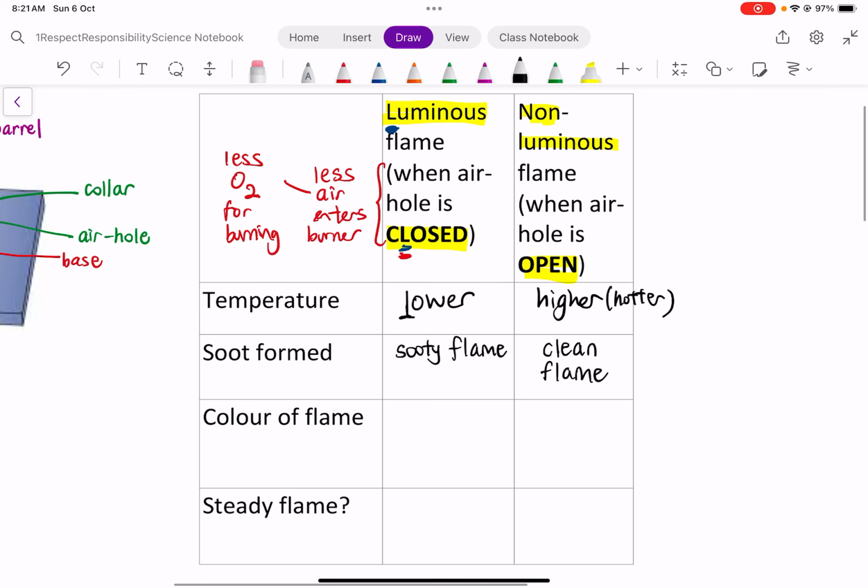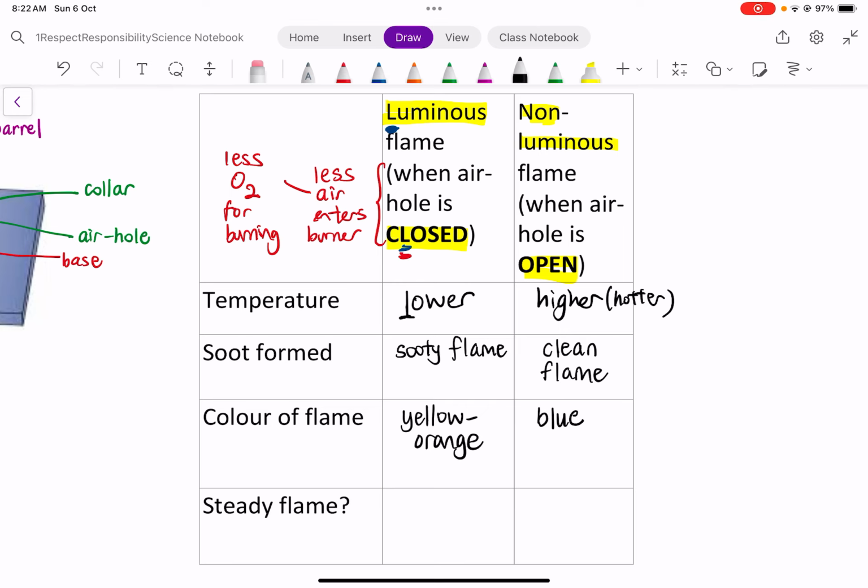The next major difference between luminous and non-luminous flames is the color of the flame. Now, the luminous flame is called luminous because the flame can be seen easily. The flame is seen easily because the luminous flame is yellow-orange in color. Okay, it's easily seen, very visible. On the other hand, the non-luminous flame is not so easily seen. The color is fainter, is paler, because the color is blue.